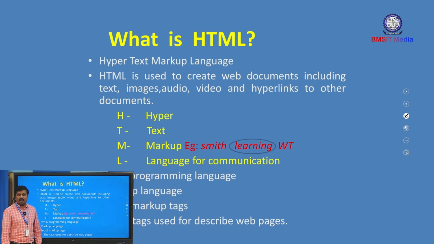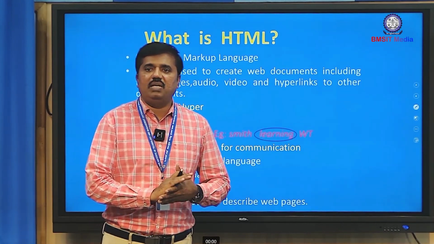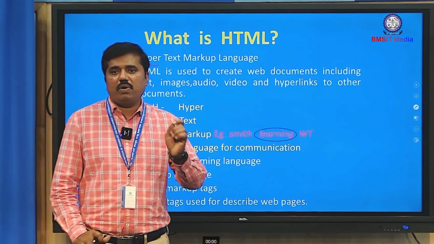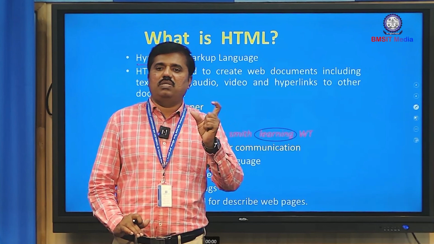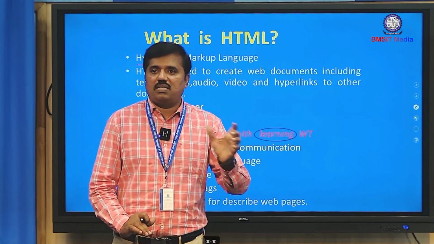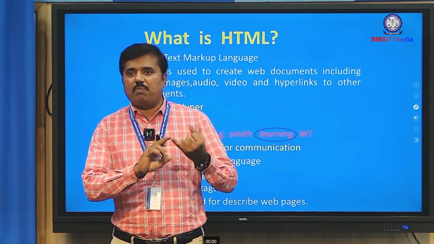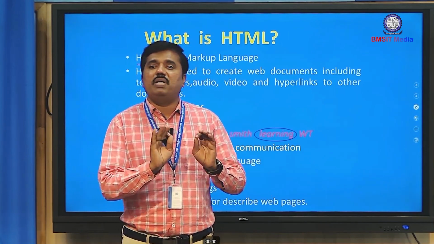So what is HTML? The expansion, as you can see, is HyperText Markup Language. Here, what is the meaning of hyper? Hyper refers to jumping from one web page to another web page. Text is a sequence of characters. And markup, as I said previously, is any word which is highlighted, either bold, italic or underlined. Markup language. It is not a programming language.